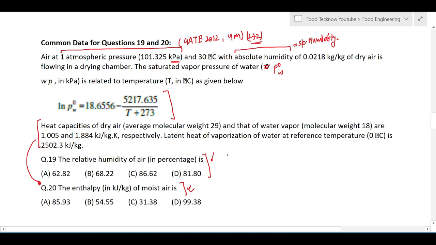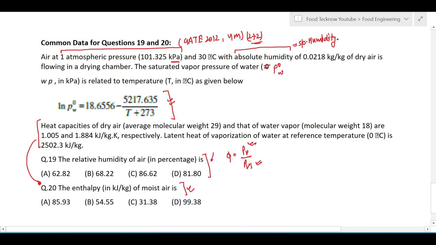So the formula for the relative humidity that we know is equal to PV divided by PVS, and we know that this PVS can be solved from this formula because it is the saturated vapor pressure and T is the temperature. So this is the relation between the saturated vapor pressure and the temperature T. So we can calculate this PVS easily, but how to determine this value PV?